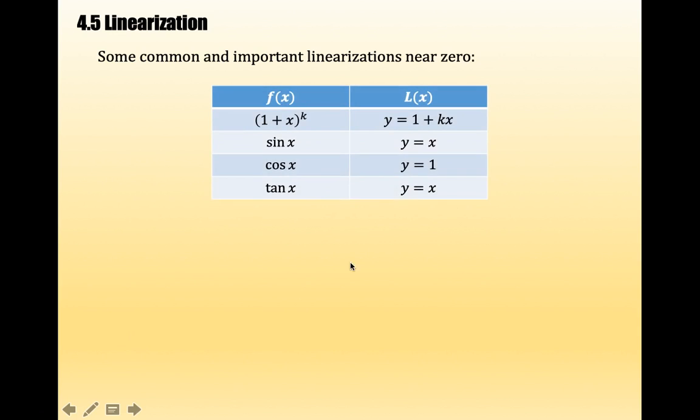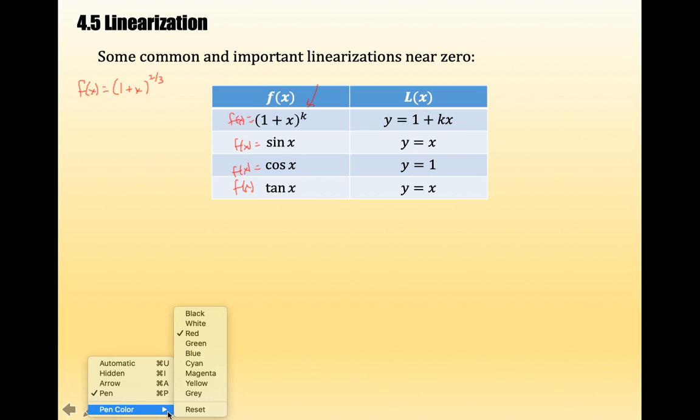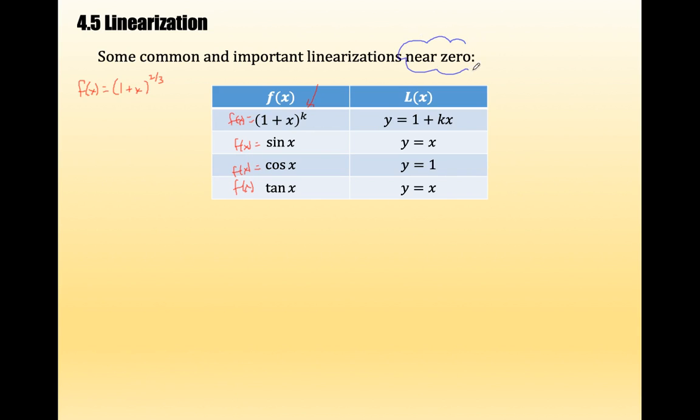So here are some important linearizations near 0. This is from the warm-up, and it turns out that for any function f of x equal to 1 plus x to an exponent, the linearization function will always be 1 plus that exponent times x. So for example, if you had f of x is equal to 1 plus x to the 2/3, instead of plugging values into that, as long as you stay near 0, you could use instead its tangent line, and without doing the derivative and the chain rule and all that, there's the linearization at 0. Crazy, right?